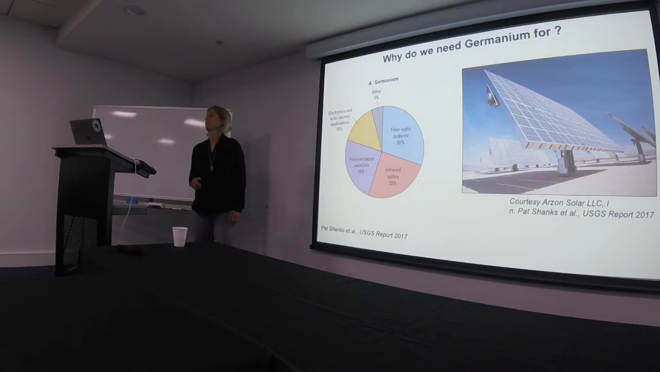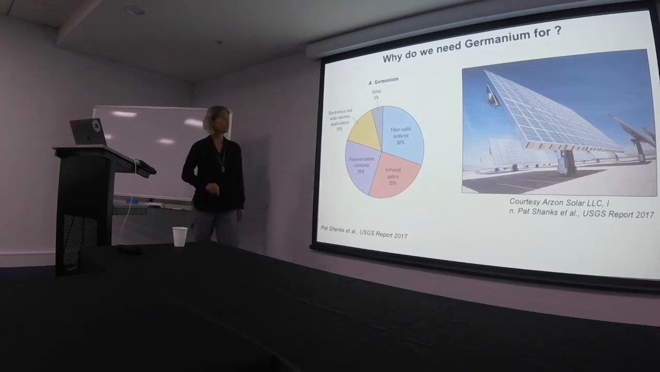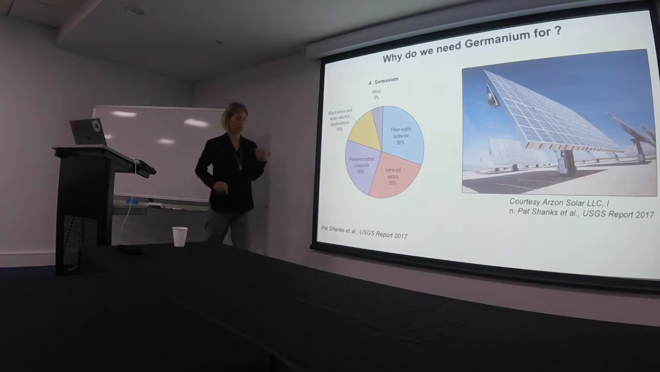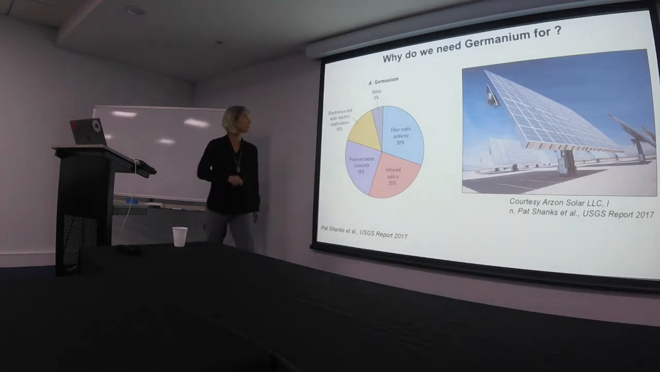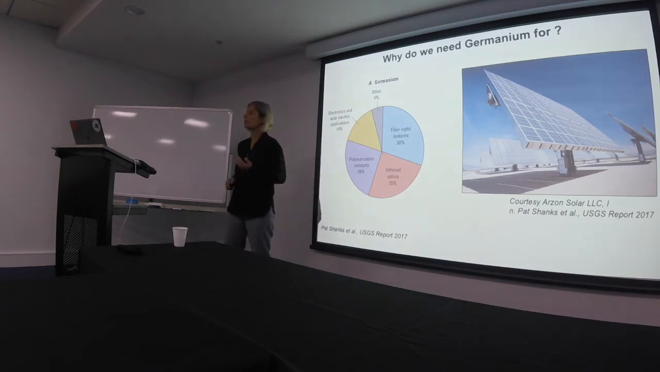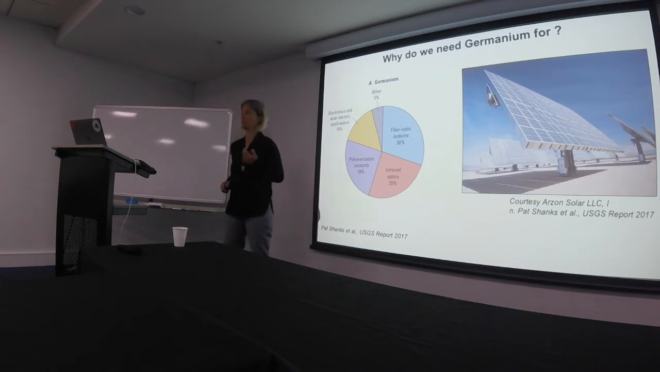Why do we need germanium? Just one slide. This is from the USGS report for 2017. It is mostly used in military infrared optics, but it can help as well enhance the efficiency of solar panels, and it can be used as well as a polymerization agent and a catalyst. So this is one of these rare or critical metals that are really important for our growing low-carbon society, which is based on green technologies.